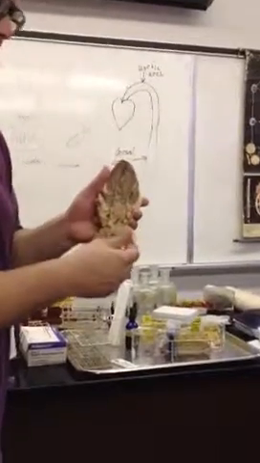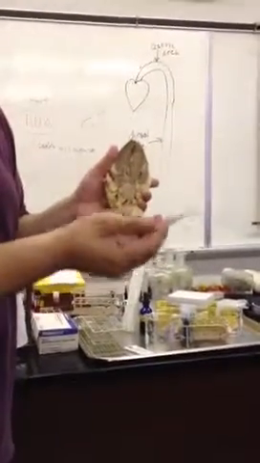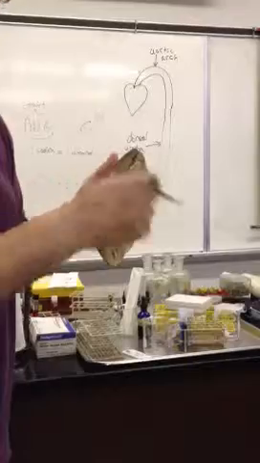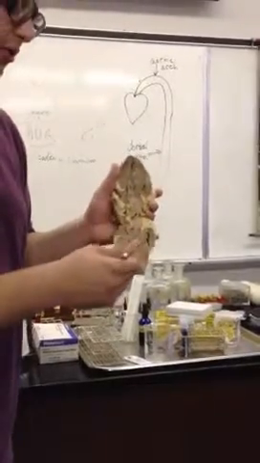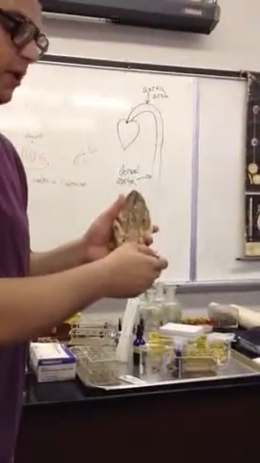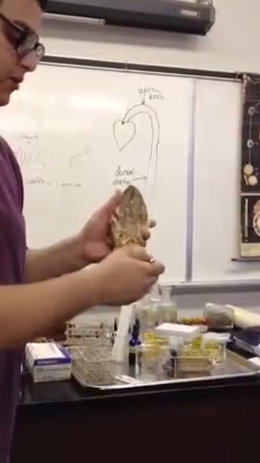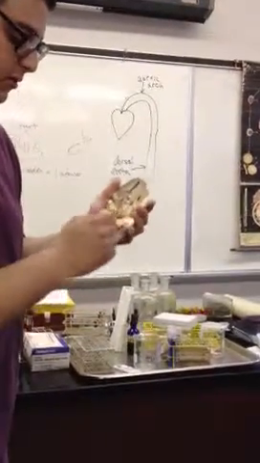The right side is weaker because it only needs to pump to one organ, which is the lungs. It doesn't need to really pump to the rest of the body. So make sure you think about that. So the two chambers on the top are atria. Two on the bottom are ventricles. You don't need to be specific because these are torn apart.